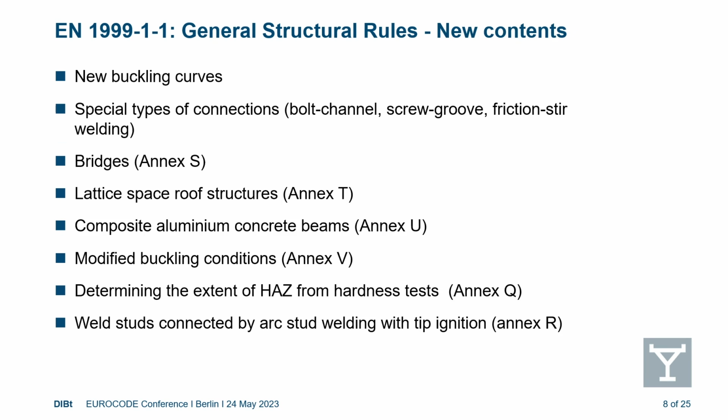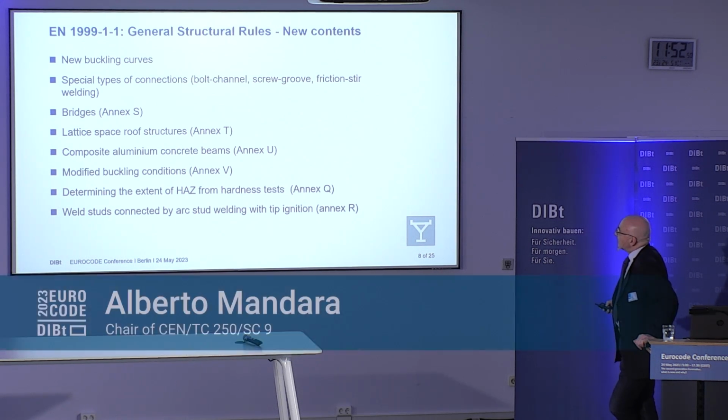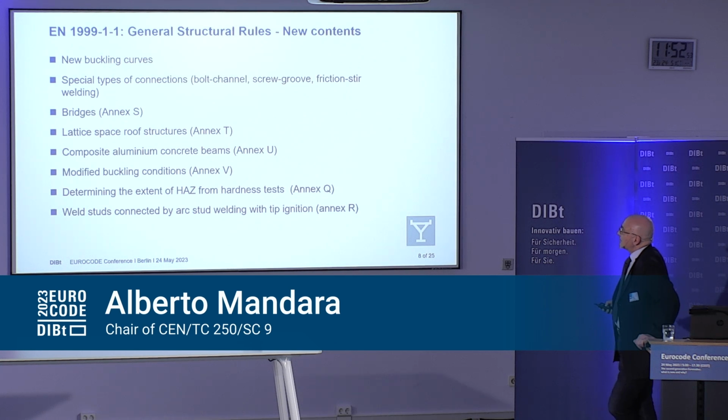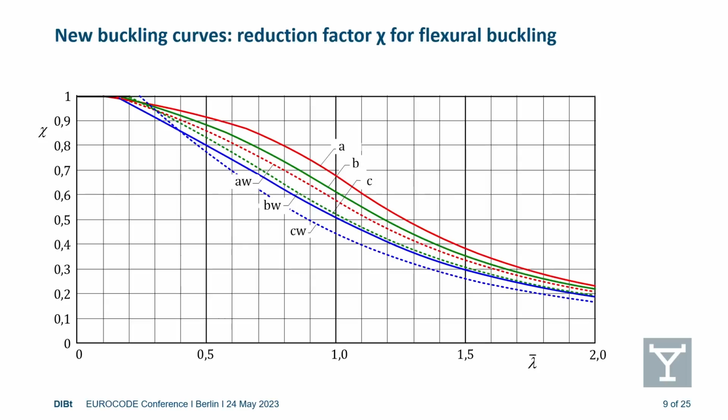There are some additional topics which led in the end to introduce new contents in part 1.1. They are new buckling curves, and these new special types of connections, as told before. And this resulted also in the addition of new annexes dealing with bridges, lattice space roof structures, composite aluminium concrete beams, modified buckling conditions, and other minor topics.